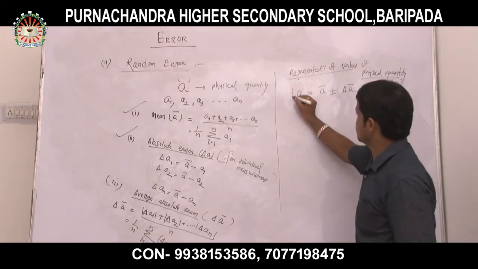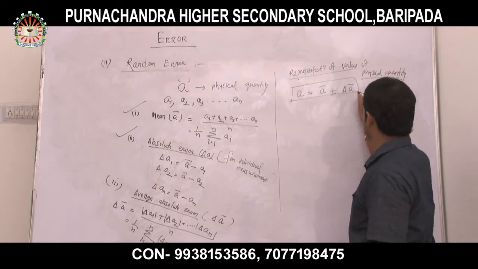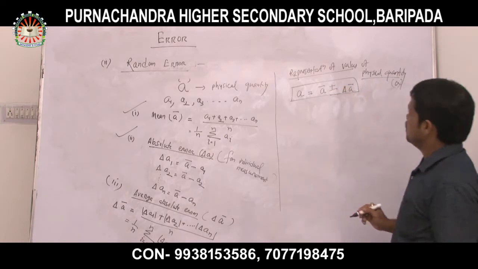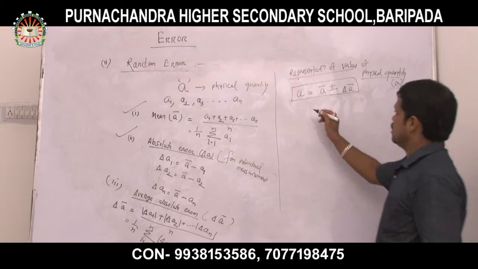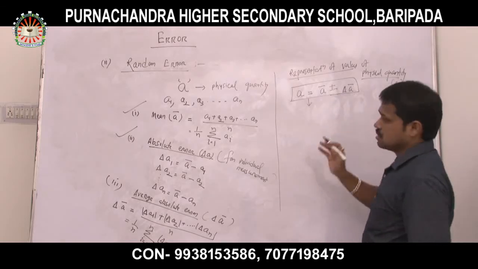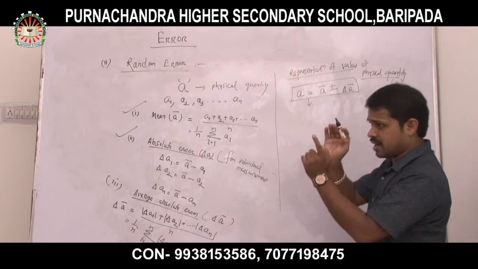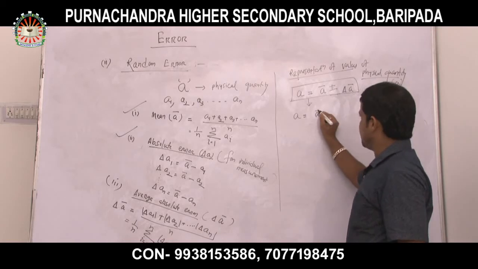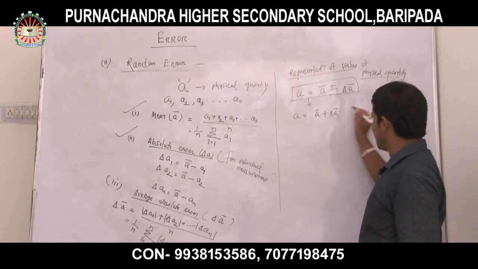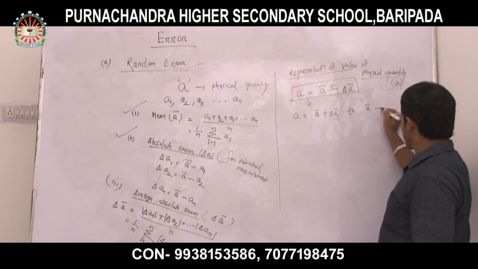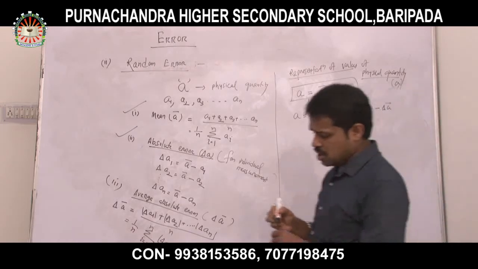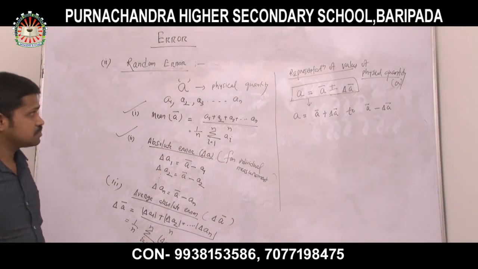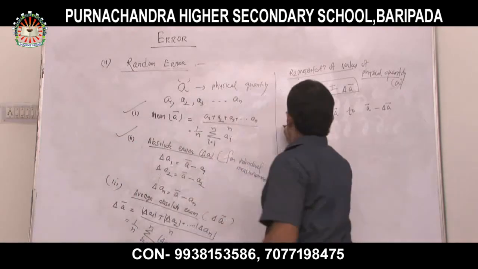Again I will repeat. This is the representation of the values of any physical quantity: A bar plus minus del A bar. What does it mean? It means the value of that physical quantity ranges between two values. The values are A bar plus del A bar and A bar minus del A bar. Understood? So the value of that physical quantity ranges between these two. Clear? Okay.